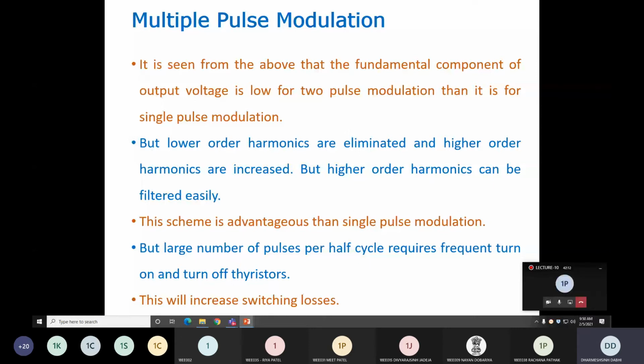But at the same time, the lower harmonics are eliminated, so you require a small size of filter, so it becomes economical. So you have to compromise between two things, efficiency and economical point of view, like less filter requirement. So you design the inverter based on your requirement.